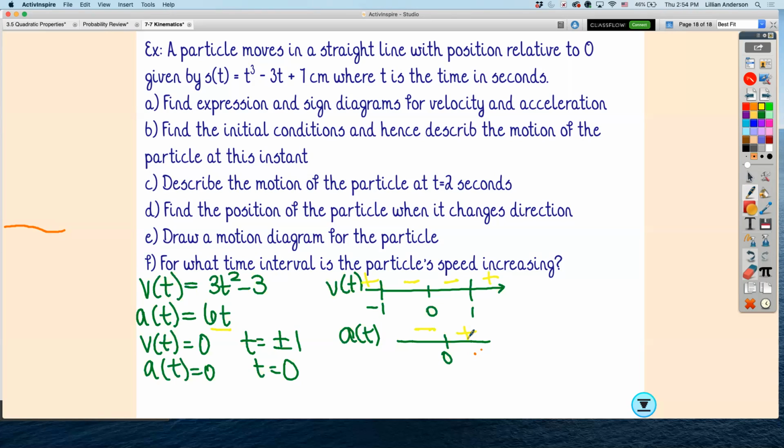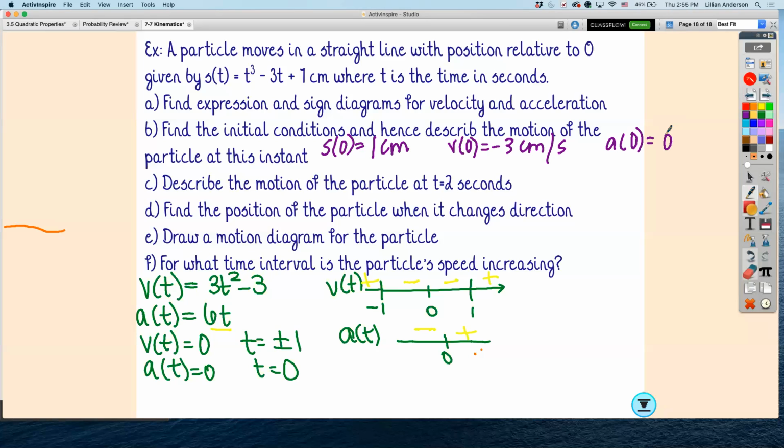Now it says find the initial conditions and hence describe the motion of the particle at this instant. The initial conditions means you are finding S of 0, V of 0, and A of 0. So in that way you know where it's located at 0 seconds. So where's it located at 0 seconds? That's a 1. So it's 1 centimeter. Initial velocity is what? -3 centimeters per second. And then acceleration is 0.